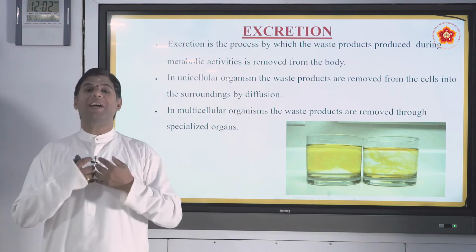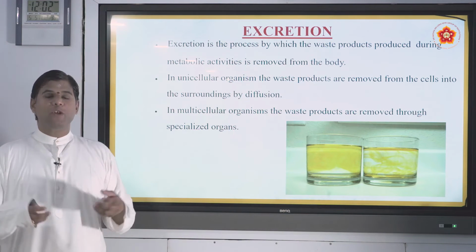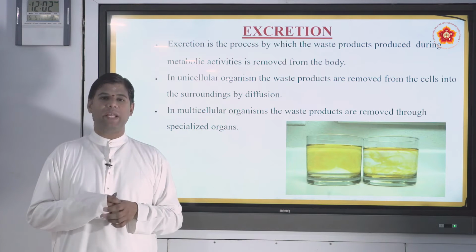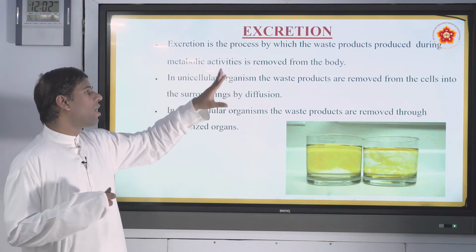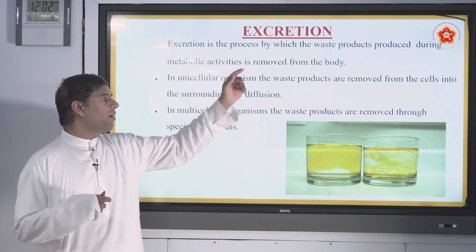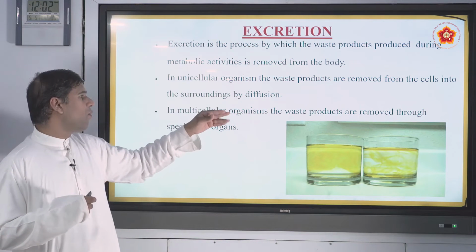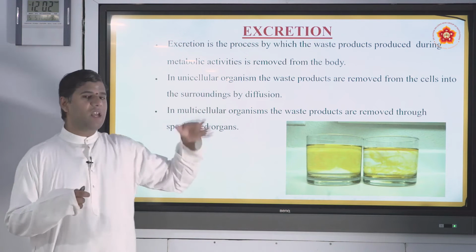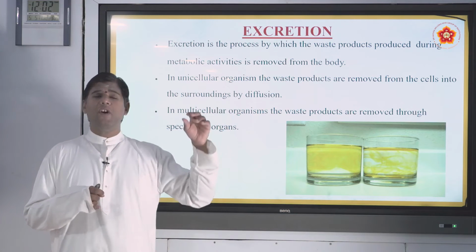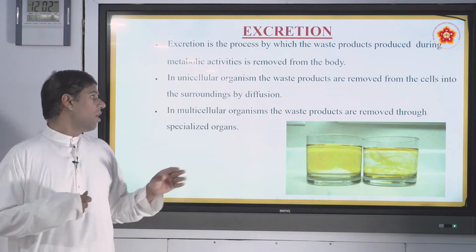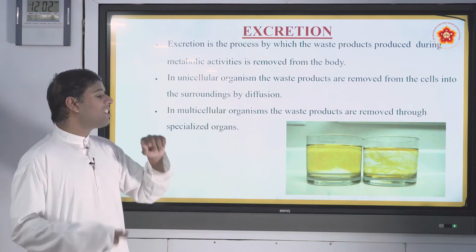Only when these waste products are excreted does normal body functioning take place. Excretion is a process by which waste products of metabolic activity are removed from the body, in the case of humans. In unicellular organisms, the waste products are removed from the cells into the surroundings by diffusion. Diffusion is nothing but the movement of particles from one concentration to another. In multicellular organisms, the waste products are removed by specialized organs.